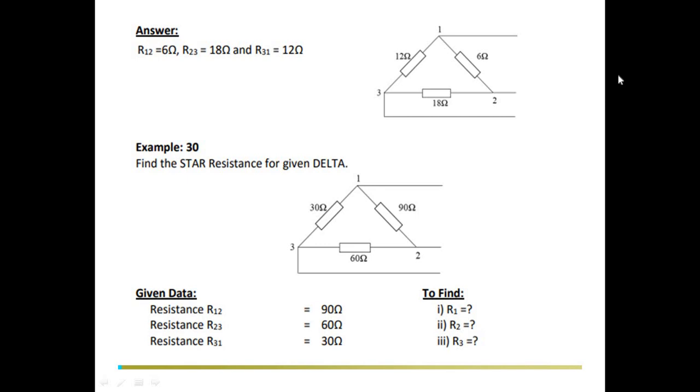Next, to find the star resistance for a given delta. Here the delta connection circuit diagram: 30 ohm, 90 ohm, 60 ohm. Given data: resistance R12 is equal to 90 ohm, R23 60 ohm, R31 30 ohm. To find R1, R2, R3.